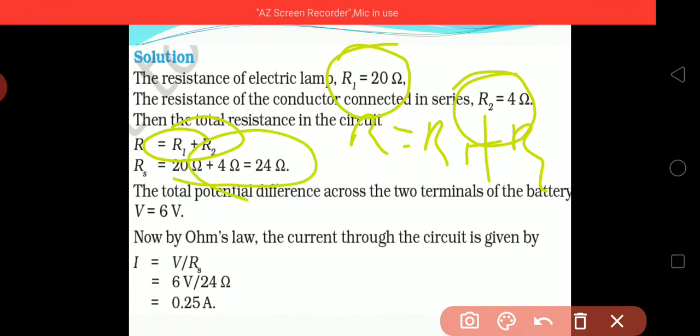The total potential difference across the two terminals of the battery will be V = 6 volt, which is given. So by applying Ohm's law, I = V upon Rs. So the current flowing in the whole circuit is 0.25 ampere.